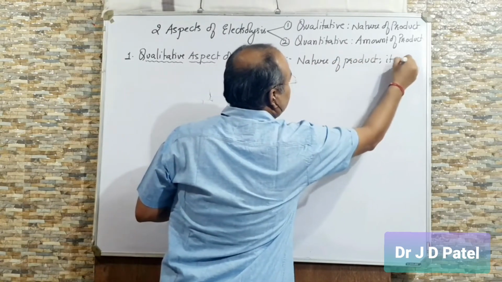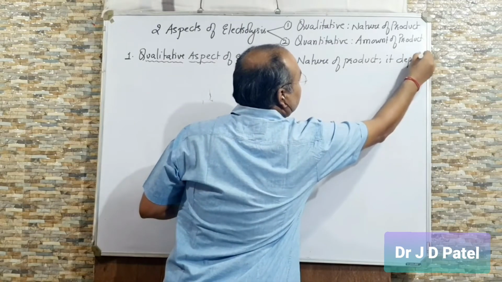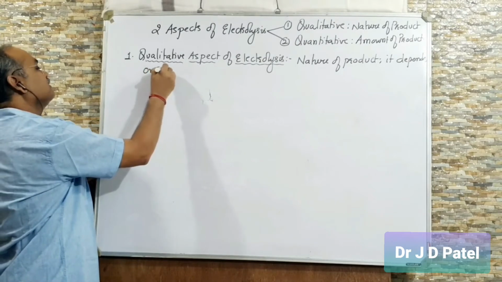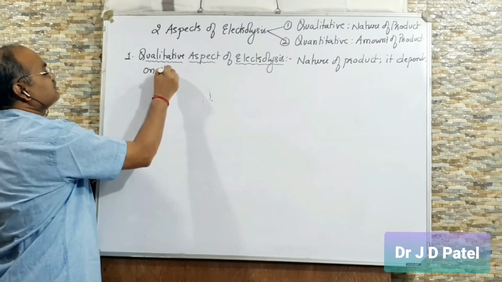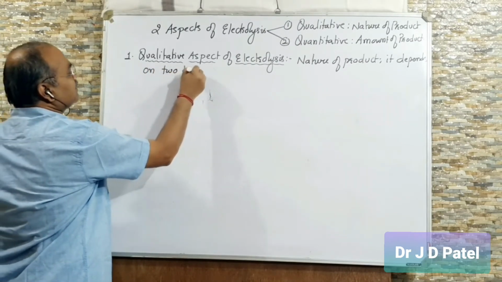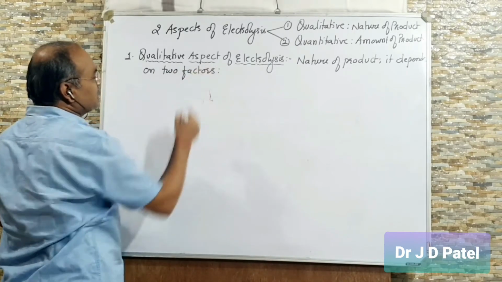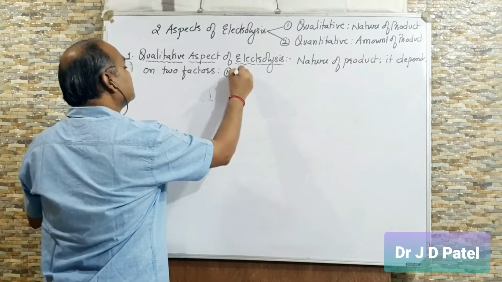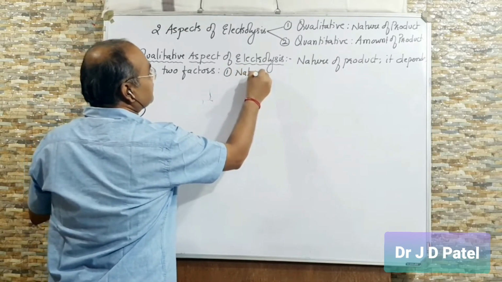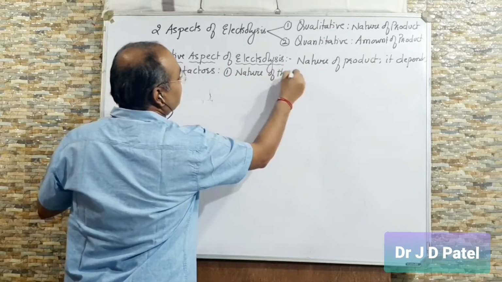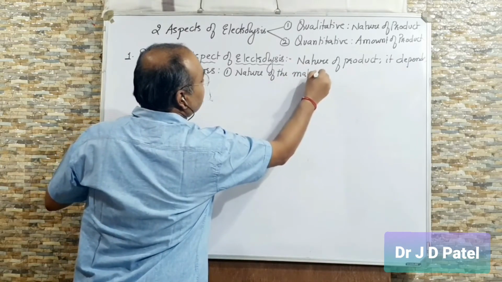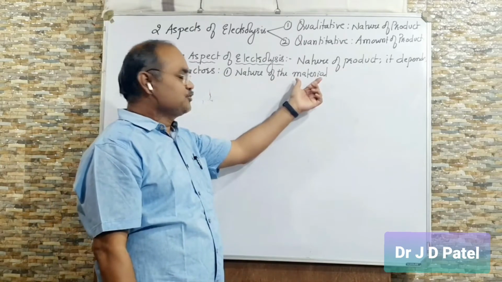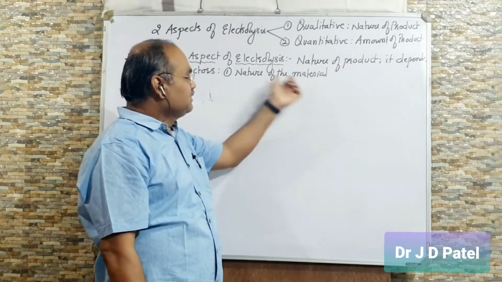The nature of product depends on two factors. There are so many factors, but two are being discussed in our book. One is the nature of the material. The word used is material, but actually it is the type of material.